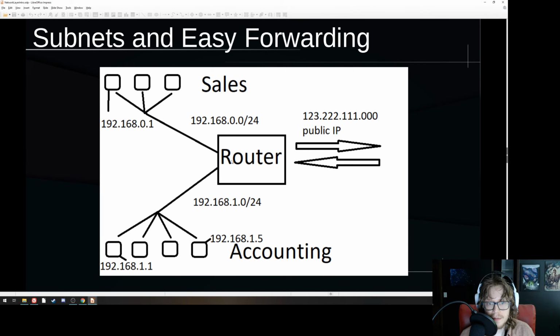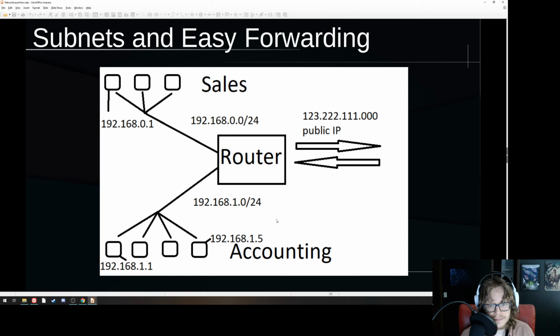So everybody in sales is on the 192.168.0.0/24 block. So everybody in sales has an address that starts in 192.168.0. Okay, so the first machine in sales is 192.168.0.1, the next one is 192.168.0.2, and so forth. Accounting gets 192.168.1.0/24. So every machine in accounting starts with 192.168.1, and then the first one has .1, the next one has .2, .3, and so forth up to .5 over here, let's say.